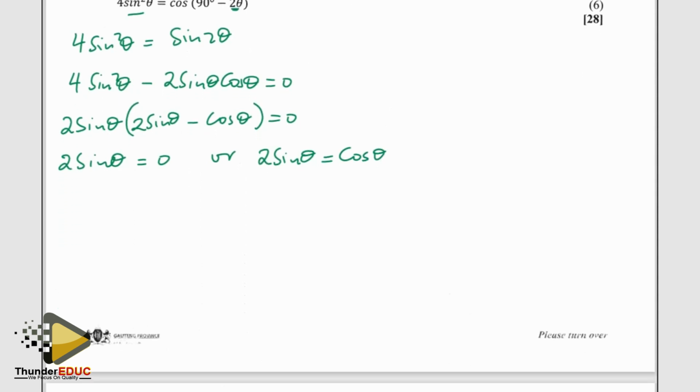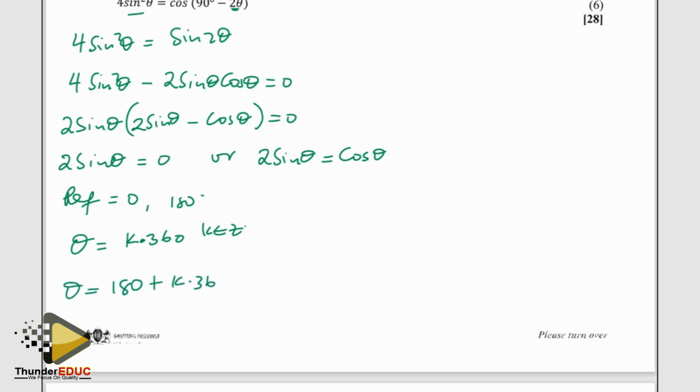If I use the first approach, the reference angles that I have are 0 and 180. Which means my theta is going to be 0 plus k times 360, k is an element of integers. And then the other will be 180 plus k times 360, k is an element of integers. So these are the two solutions for the first part.